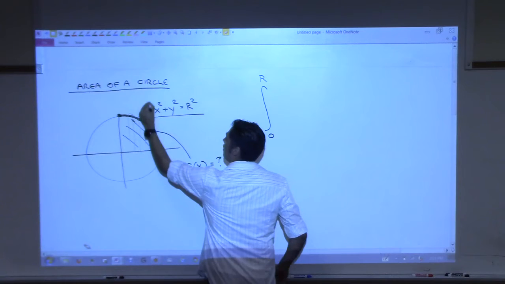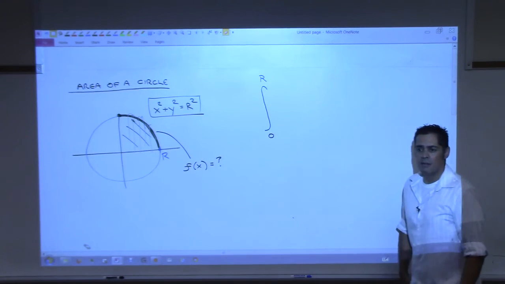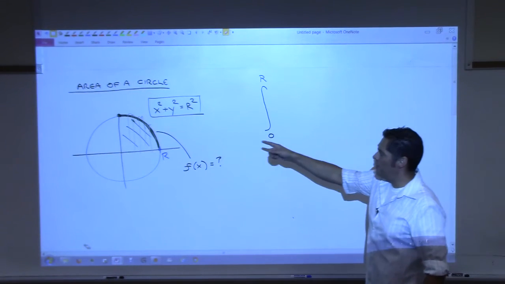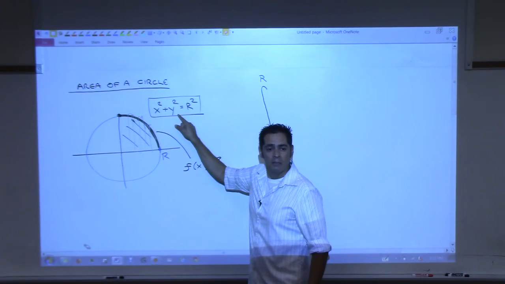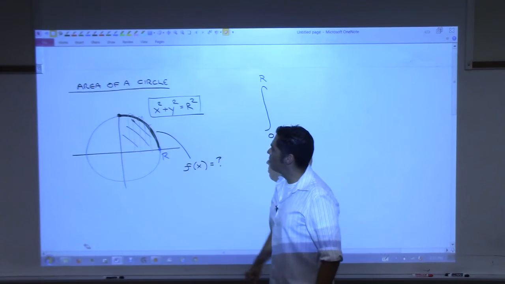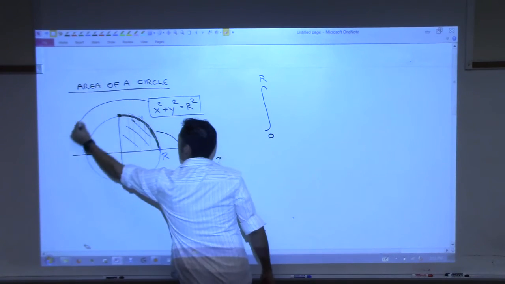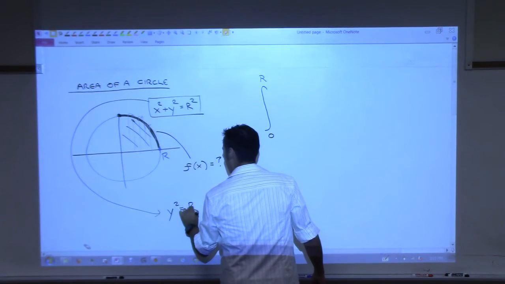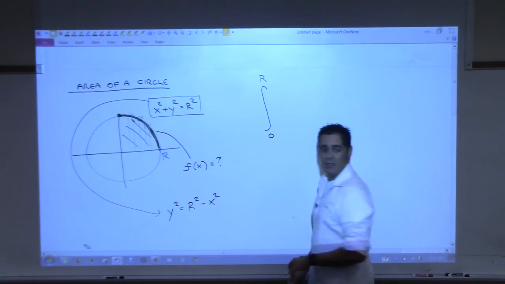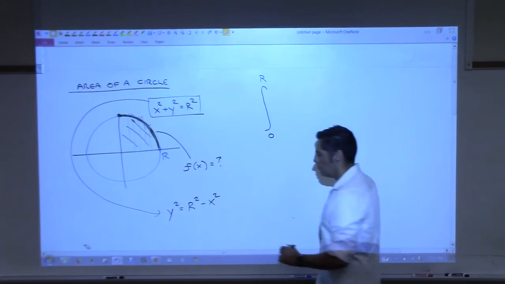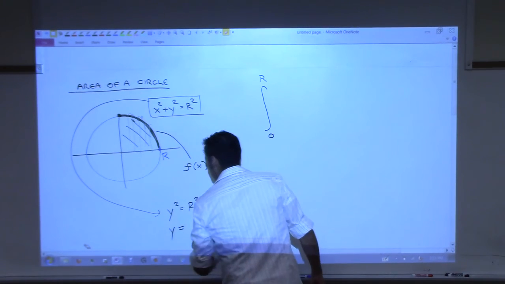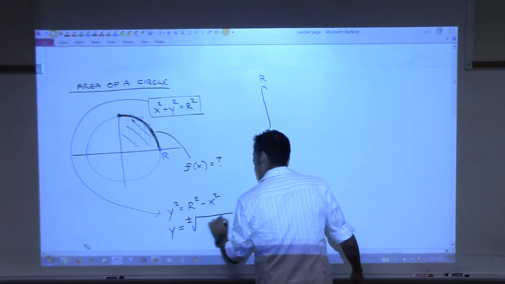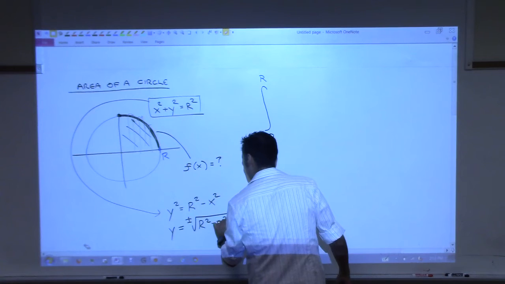Well, look, this is our relationship. That's the relationship between the x and y coordinates. So can you solve this for y? How would you solve that for y? You would take x squared to the other side, and then you take the square root. So you get y is equal to, and when you take the square root, you have to do plus or minus, the square root of capital R squared minus x squared. Yeah?